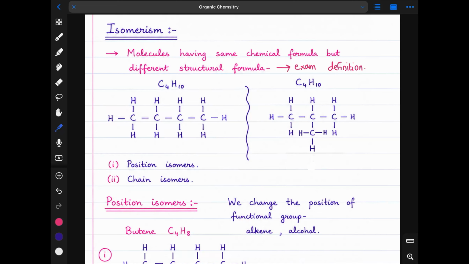Today we're going to study the structural isomers. We're going to look at their different types, and most importantly, we're going to learn how to identify them in the exam questions. So let's get started.